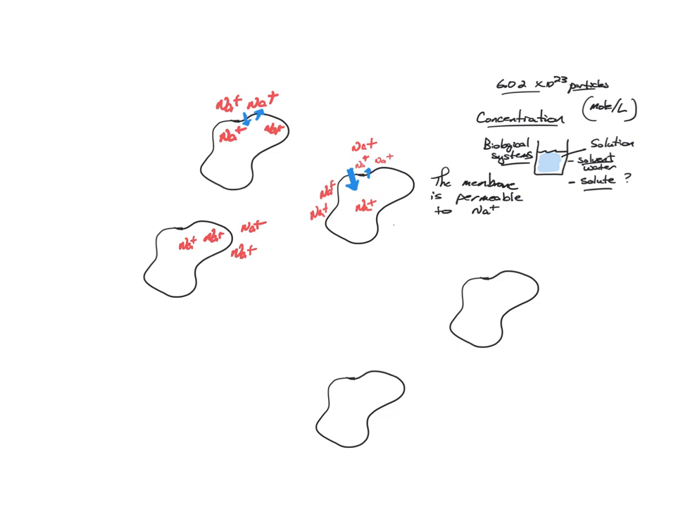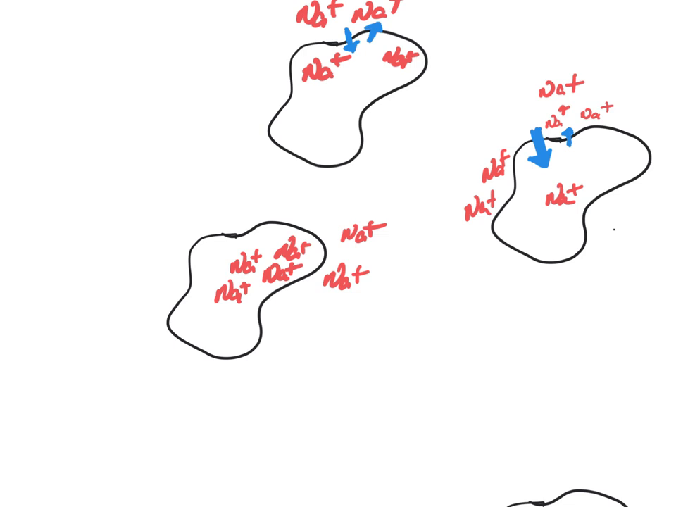So now, in which direction is the net movement? Do it by drawing arrows. There's more where? There's more inside, so it's going to move towards the outside. That's correct. You see, it's not hard, is it? No, it really isn't. There is some moving in, but it's mostly outside. The net movement is outside.